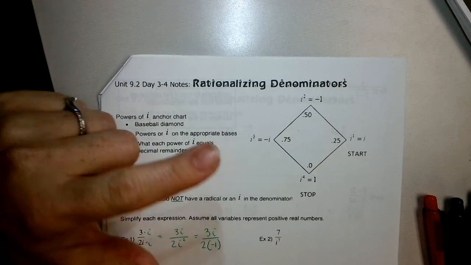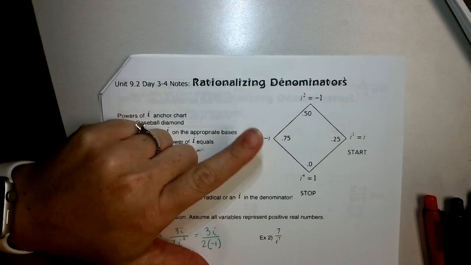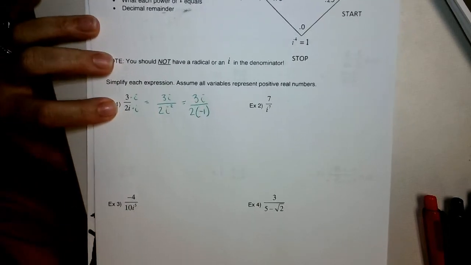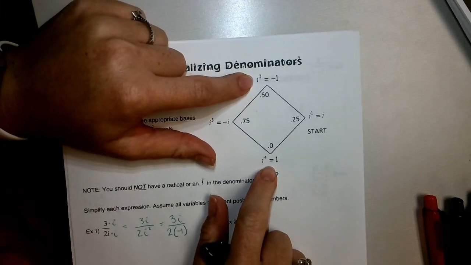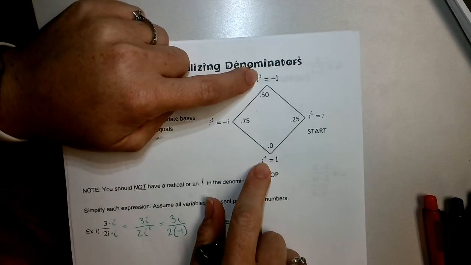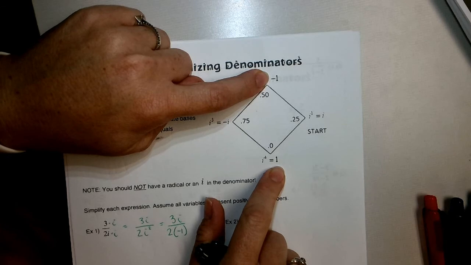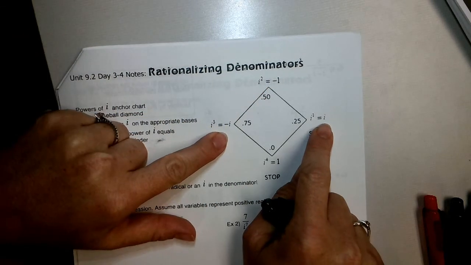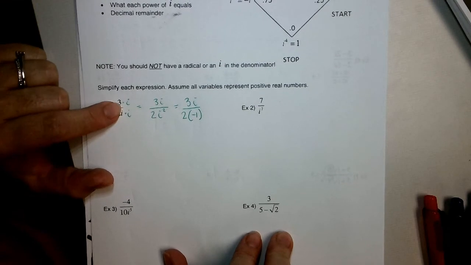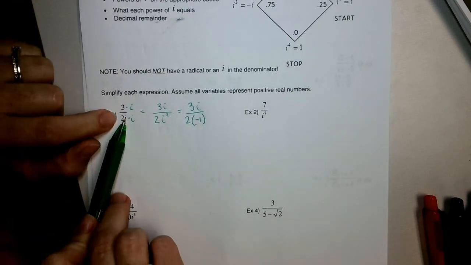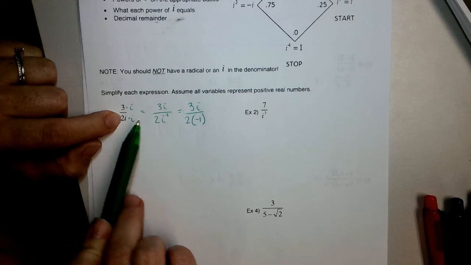Okay, so just a refresher on the diamond. We're rationalizing denominators. I already started, but it's fine. I'll explain it. I want you to realize that at the top and the bottom of the diamond, you have an even exponent, and it can equal -1 or +1. When you have an odd exponent, it equals i or -i. So we are not allowed to have i's in the denominator. So when there's an odd exponent, you can multiply it by i one more time and make it even.